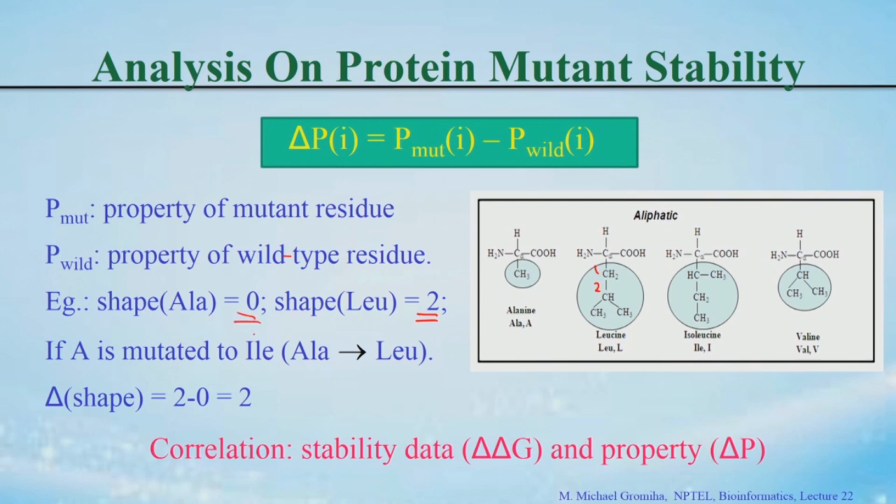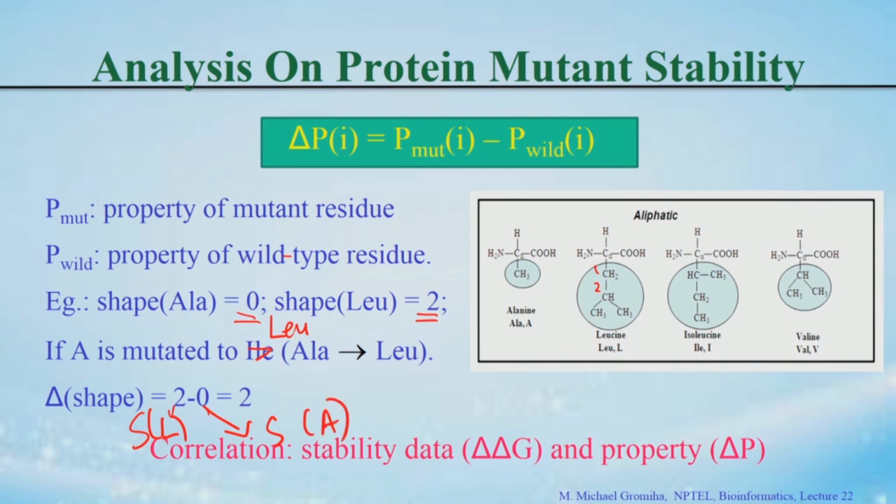If A is mutated to leucine, then delta shape equals shape of leucine, which is 2, minus shape of alanine, which is 0, so this equals 2. Okay, this is the shape of leucine, this is the shape of alanine. So, subtracting, we get the value 2.